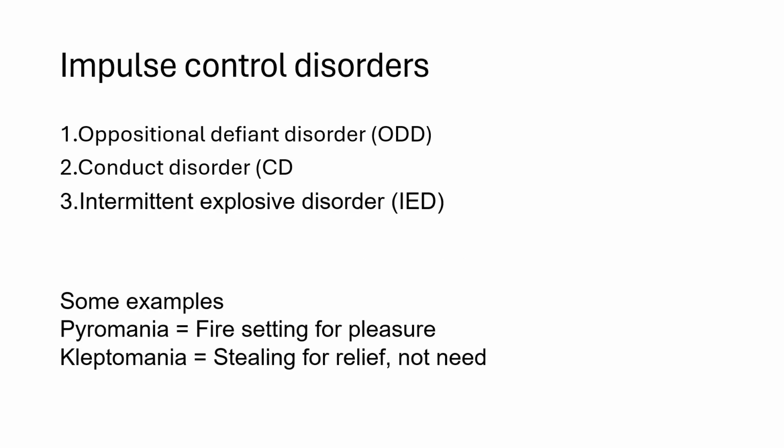Today I will be discussing three types of impulse control disorder. ODD, which is oppositional defiant disorder. Second is conduct disorder or CD. And third is intermittent explosive disorder. We'll also talk about the differences between all these three disorders.